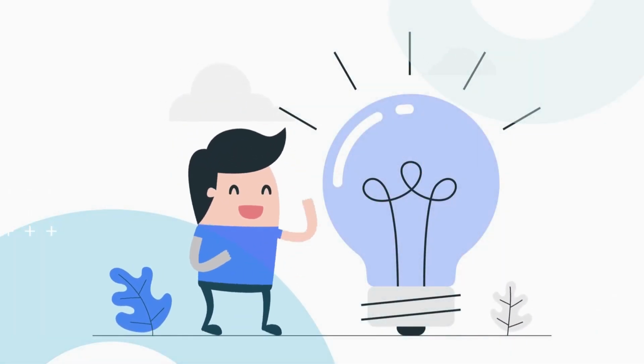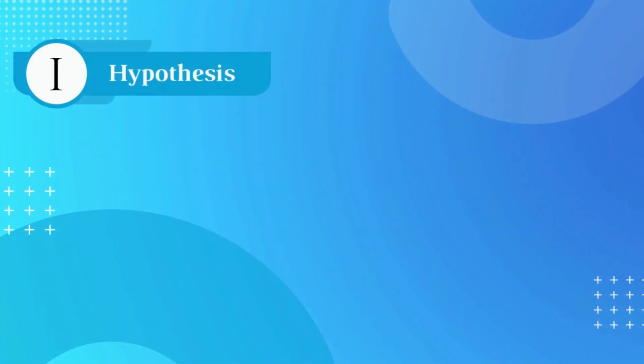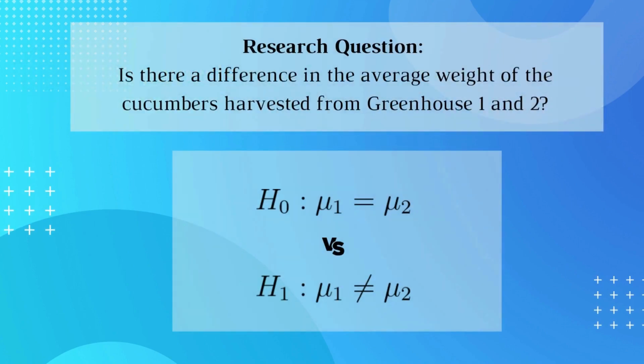We can now begin the hypothesis test by stating the hypothesis. The null hypothesis states that the mean weight of greenhouse 1's cucumbers is equal to the mean weight of greenhouse 2's cucumbers, or in other words, that there is no difference in the means. While the alternative hypothesis states that the mean weights of the cucumbers from the 2 greenhouses are not equal, and hence there is evidence that the mean weights of the cucumbers from the 2 greenhouses are different.